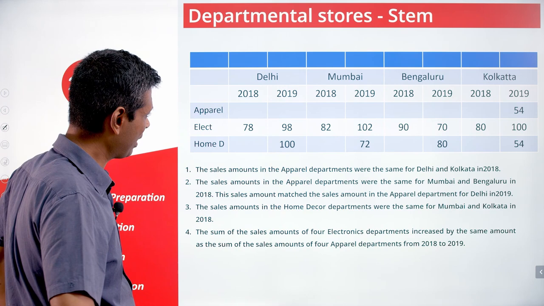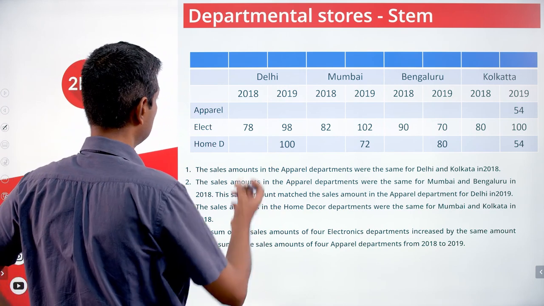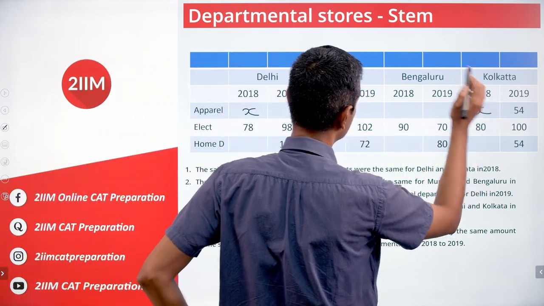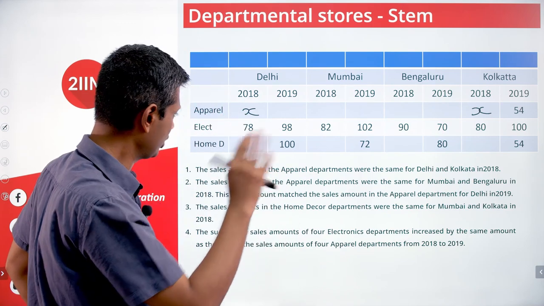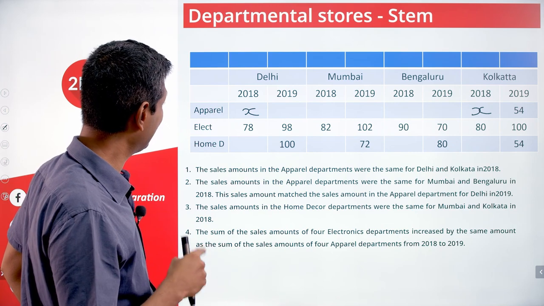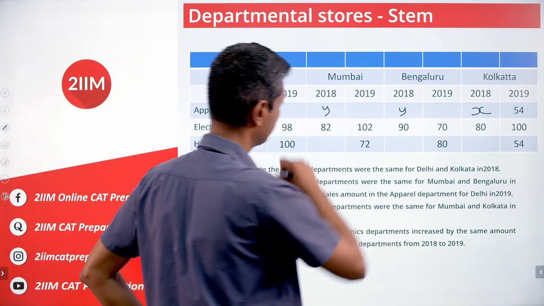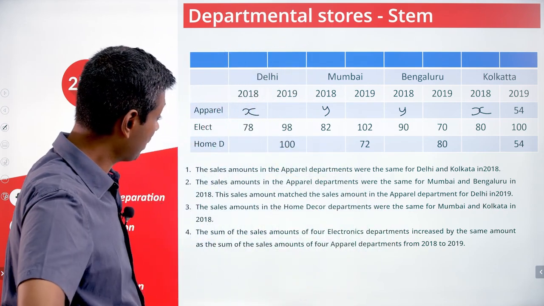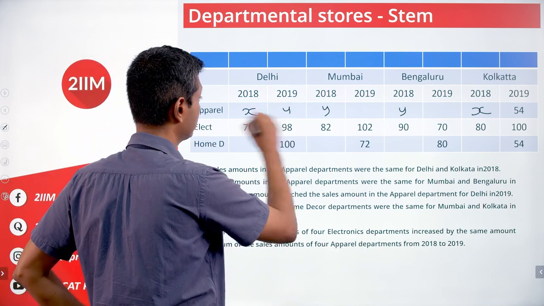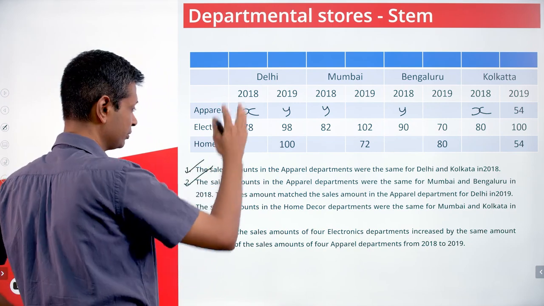The sales amounts in the apparel department were the same for Delhi and Kolkata in 2018. So this is X. This is X. Sales amounts in apparel were the same for Mumbai and Bengaluru in 2018. This sales amount matched the sales amount in the apparel department for Delhi in 2019. This is Y. So this we have accounted for. We put in 2 variables.